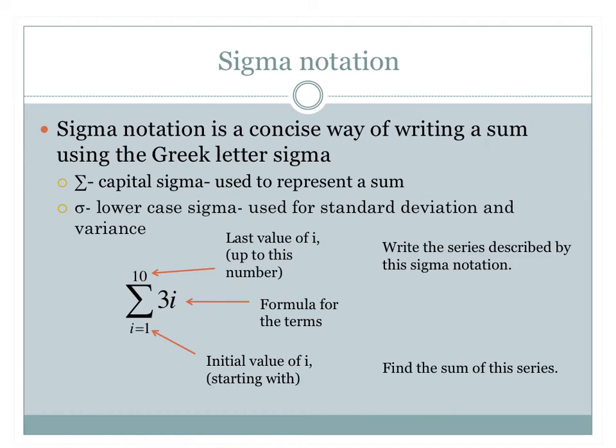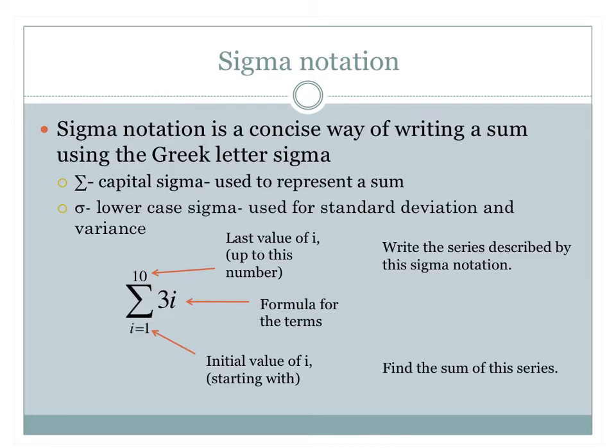The next thing we look at is called sigma notation. Sigma notation is a concise way of writing a sum using the uppercase Greek letter sigma. It looks like a funny E. You may have seen it before. There's a sigma button in Excel, which will add up all the highlighted cells.